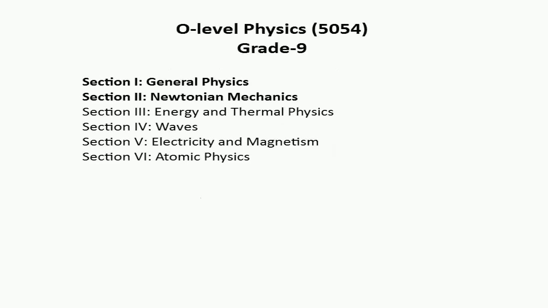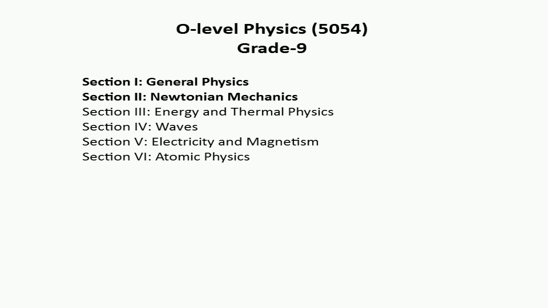Dear student, before we start Section 2, I want to discuss the syllabus of O Level with you. In O Level Physics, our code is 5054. In our O Level Physics, we have 5 sections. But in grade 9, we have only studied 2 sections.